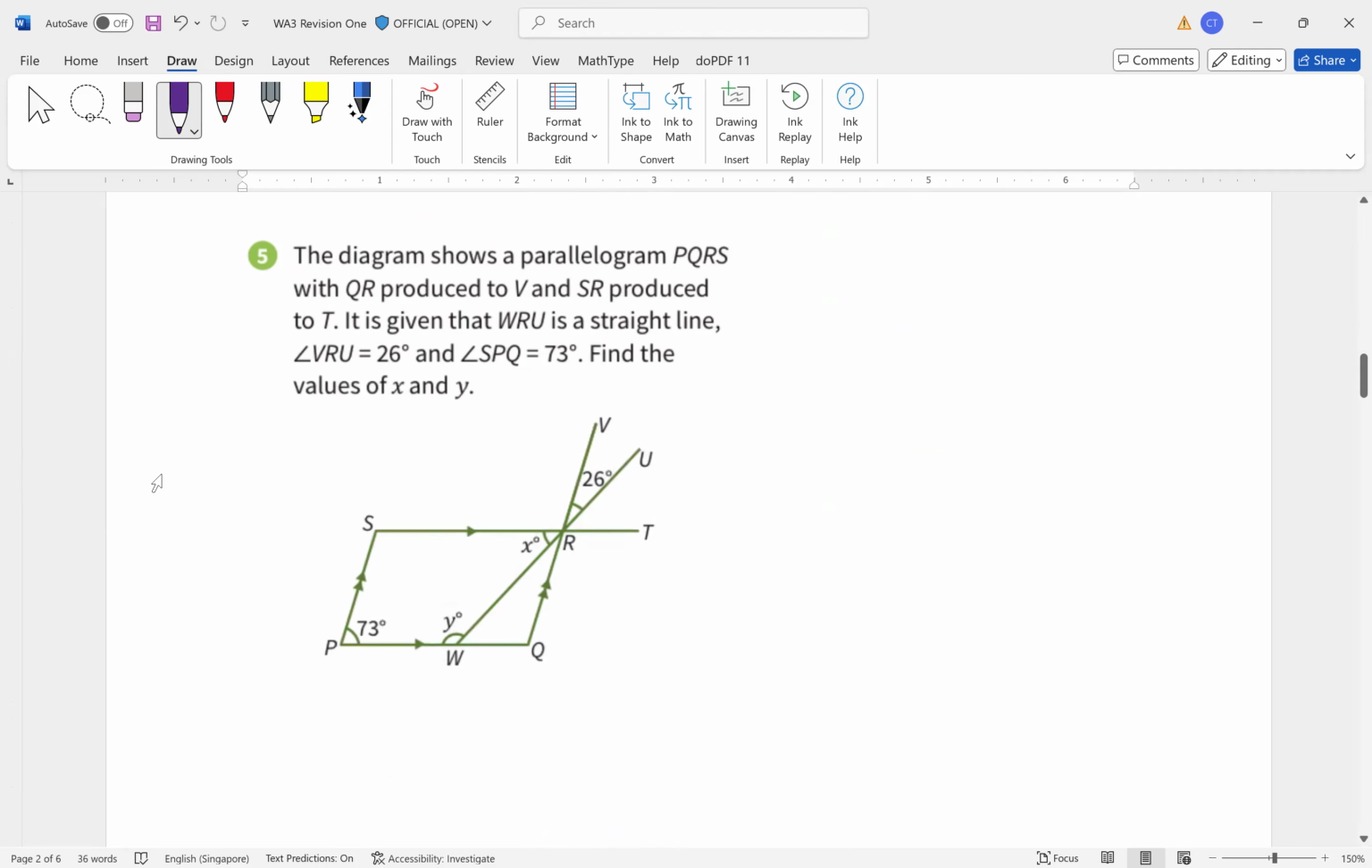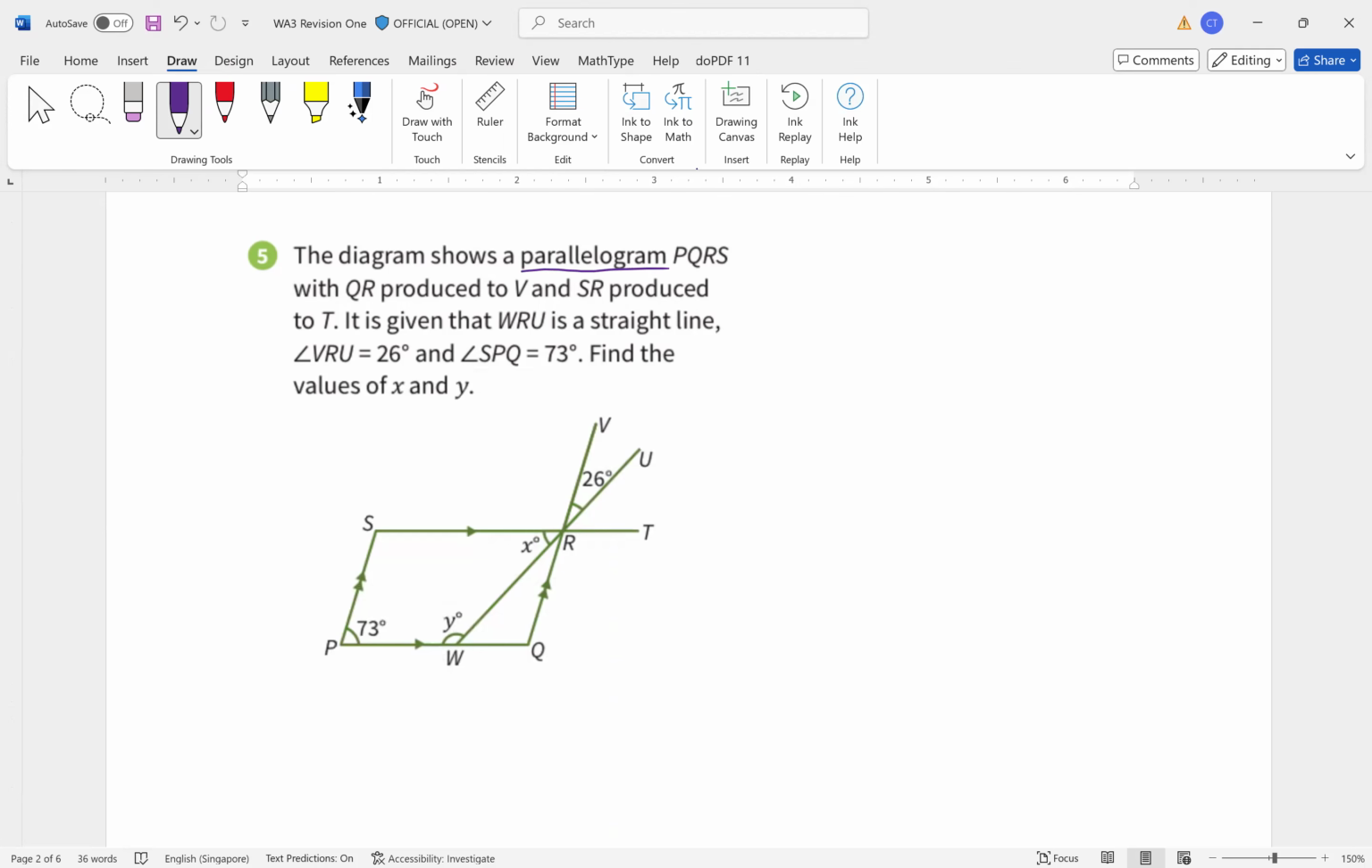The diagram shows a parallelogram PQRS. So once again, you have a parallelogram, so you need to think about the properties of a parallelogram because it's going to come in very useful to help you solve the question. With QR produced to V and SR produced to T. It's given that WRQ is a straight line, VRU is 26 degrees, SPQ is 73. Find the values of X and Y.